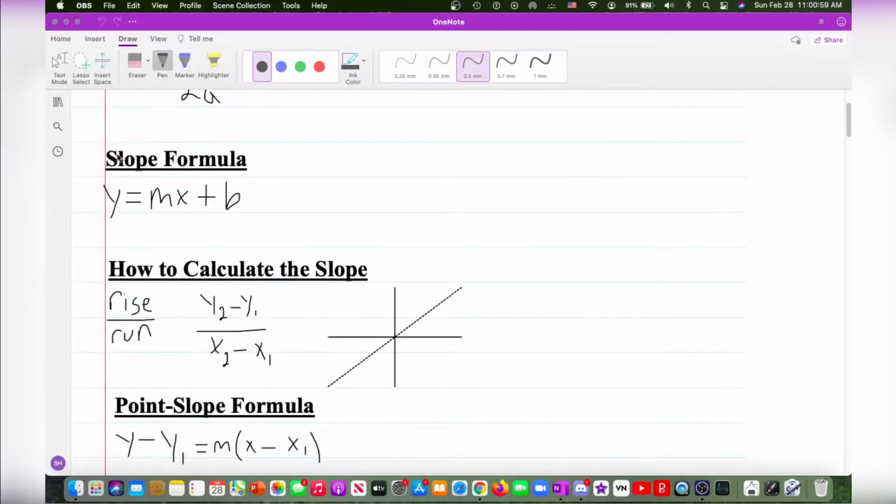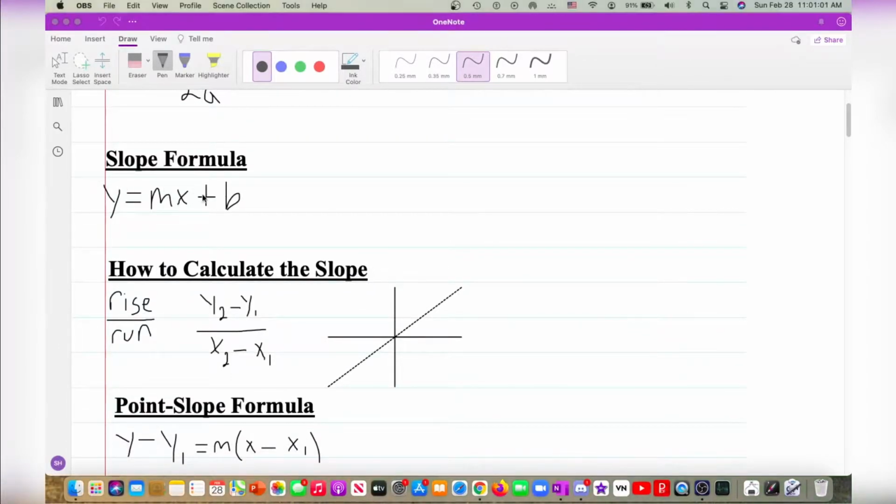Okay, next we have the slope formula, so that's just y equals mx plus b. This is a pretty standard one that I think most people should know.